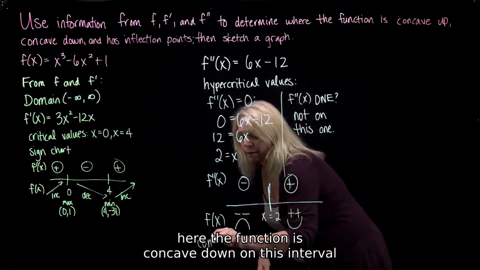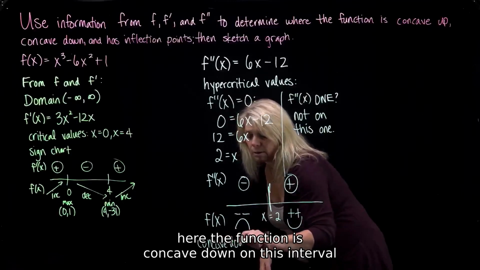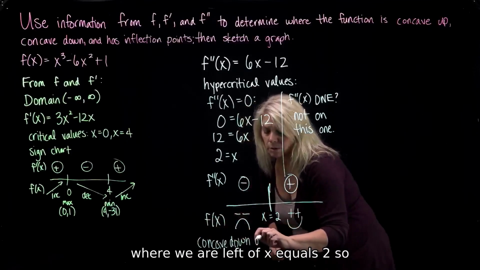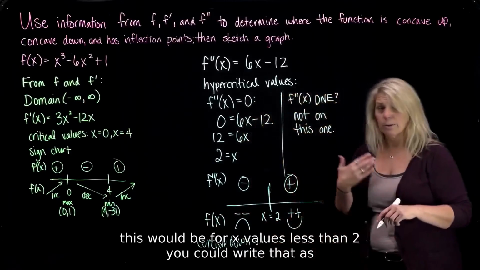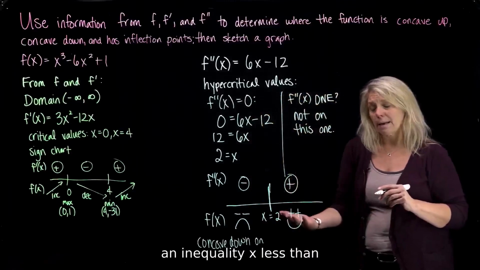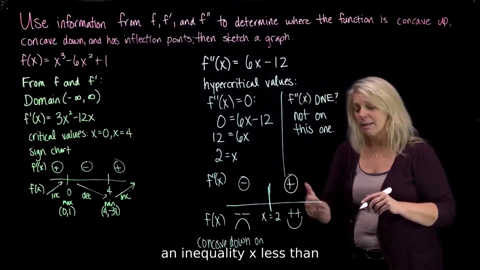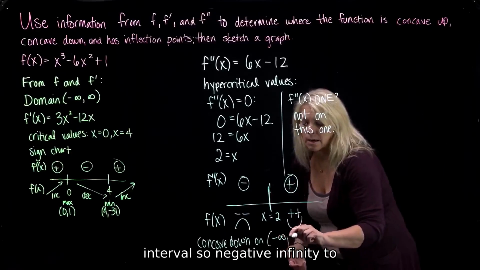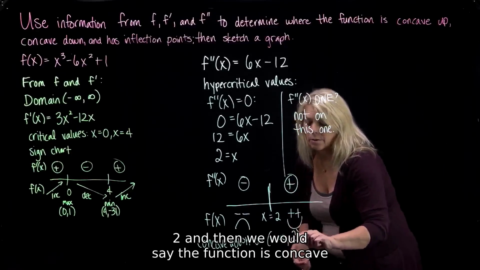So I would say here the function is concave down on this interval where we are left of x equals 2. So this would be for x values less than 2. You could write that as an inequality, x less than 2. In your homework, they'll want you to write that in an interval. So negative infinity to 2.